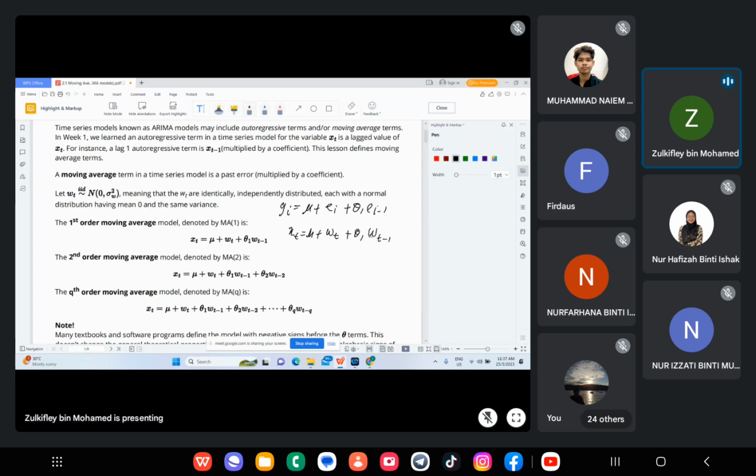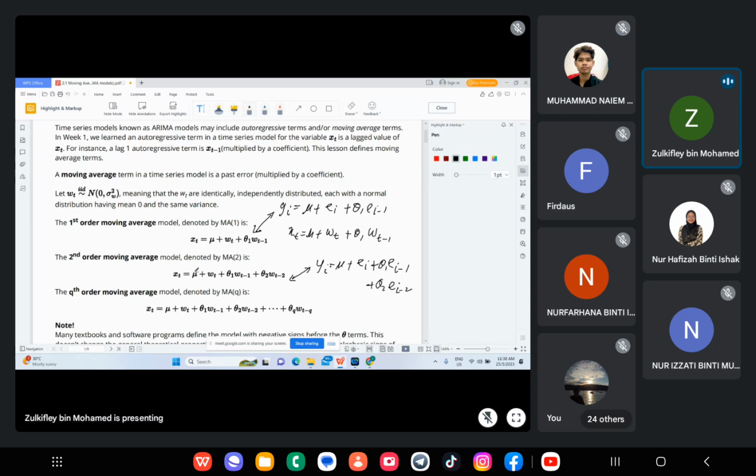Instead of W, instead of E, this guy gunakan W. This is first order. Kalau kita nak tuliskan dalam bentuk yang kita tulis tadi lah, this is the same as this one. The second order is lag 2 ataupun MA2. Second order is the same as YI. Kalau kita dalam bentuk tadi, YI bersama dengan mu plus by epsilon I plus by theta 1 epsilon I minus 1 plus by theta 2 epsilon I minus 2.